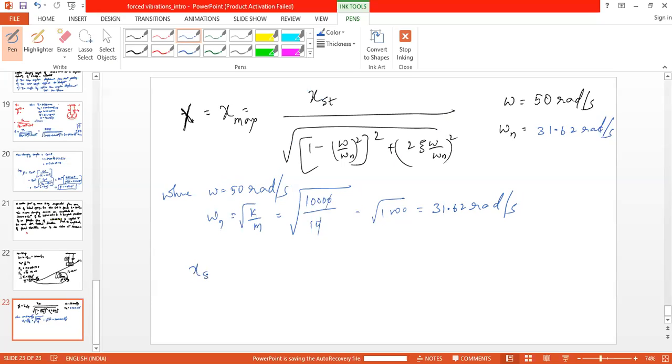And what is xst? Xst, that is f naught by k, right? So f naught is 150 Newton, divided by k, which is 10,000 Newton per meter. So k is 10,000. That gives 0.015 meter. Okay, now we need the value of zeta.